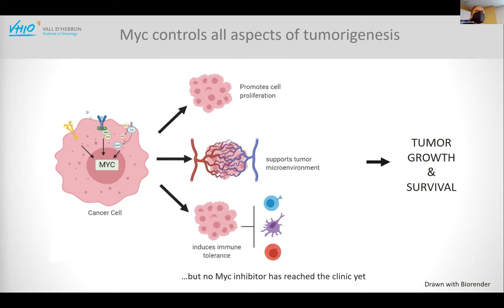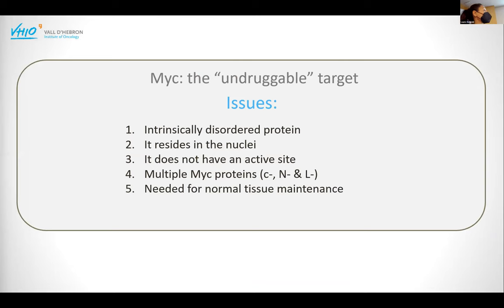So you can imagine that because of all these functions, we always thought that inhibiting MYC would be beneficial in our fight against cancer. However, for a very, very long time, MYC has been considered an undruggable target. The reason for that is mainly a technical reason. MYC is an intrinsically disordered protein. What does that mean? That it's a protein that changes shape all the time in solution. So using a small molecule to attack it is like designing a key for a lock that changes shape all the time. You can imagine that that is particularly tricky.